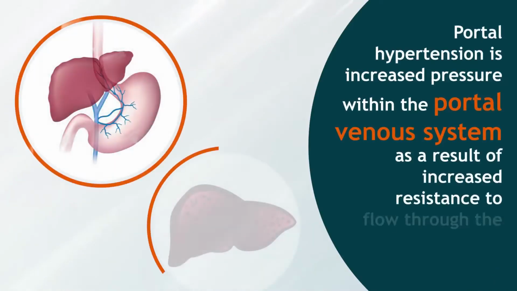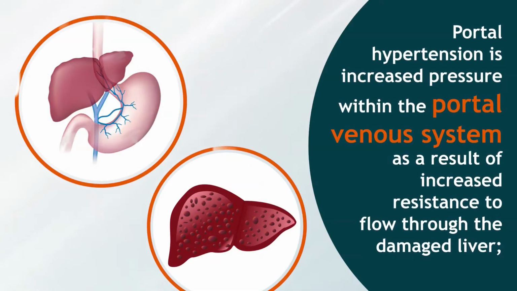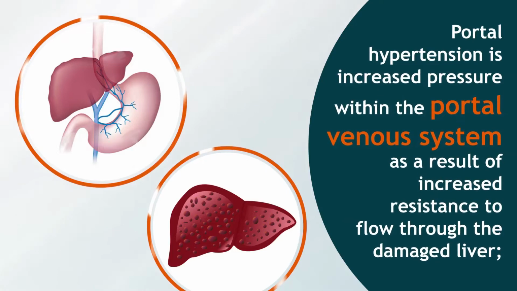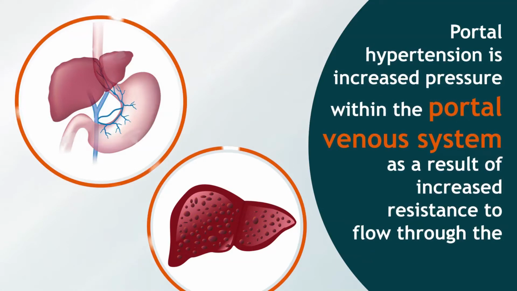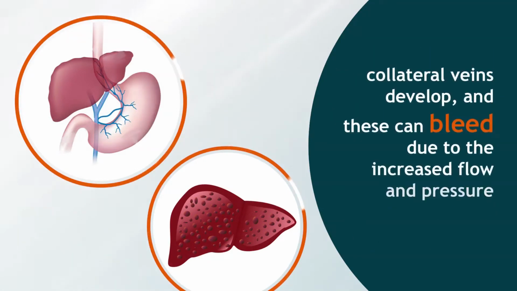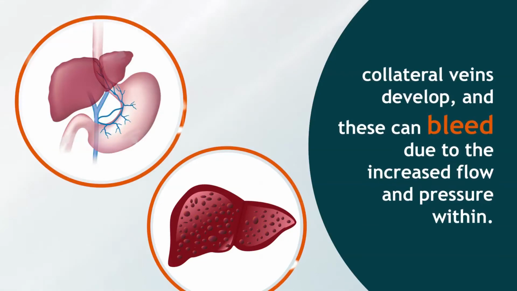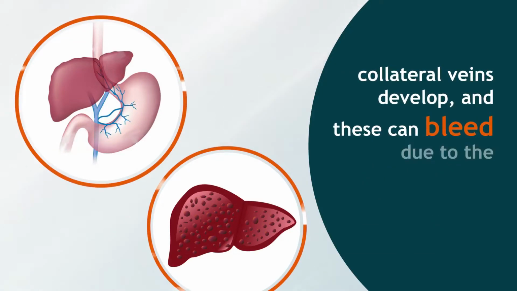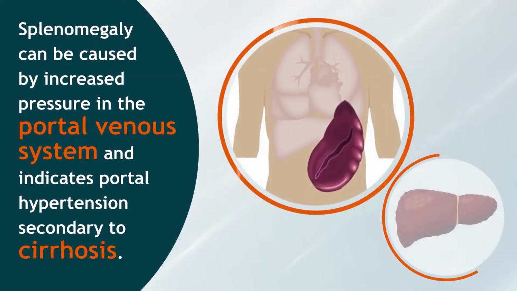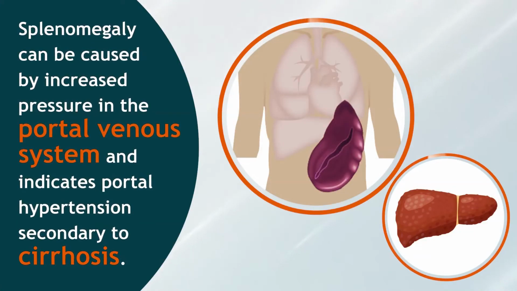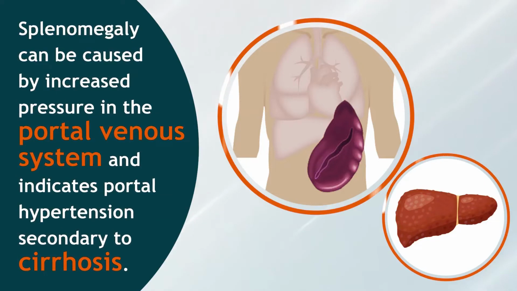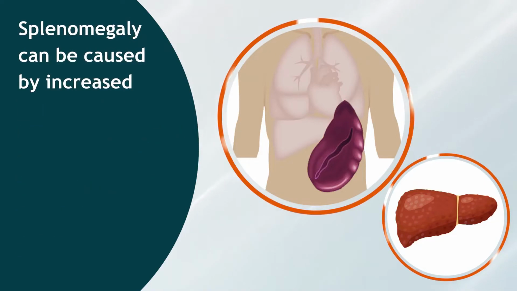Portal hypertension. Portal hypertension is increased pressure within the portal venous system as a result of increased resistance to flow through the damaged liver. Collateral veins develop, and these can bleed due to the increased flow and pressure within. Splenomegaly. Splenomegaly can be caused by increased pressure in the portal venous system and indicates portal hypertension secondary to cirrhosis.